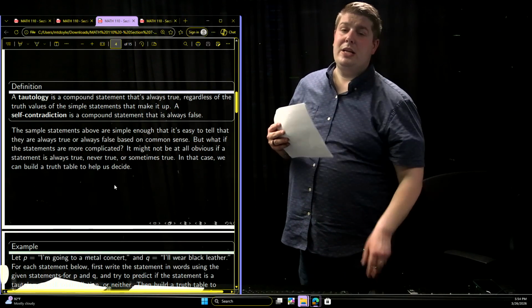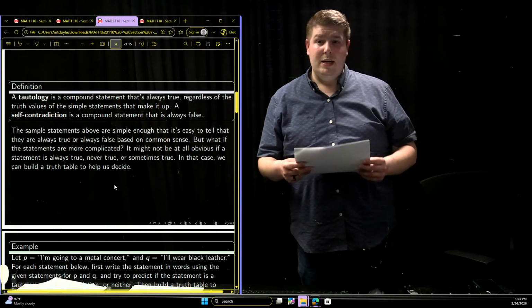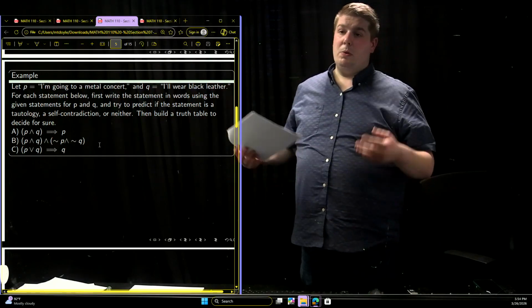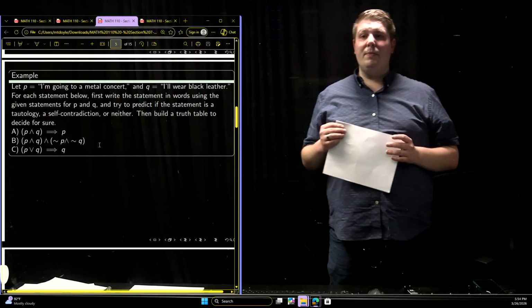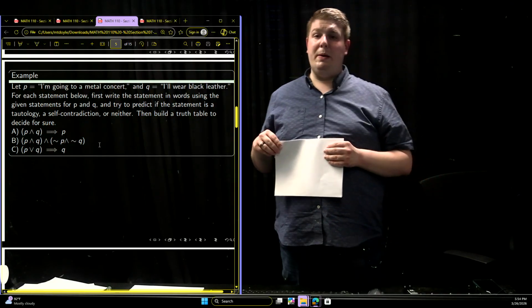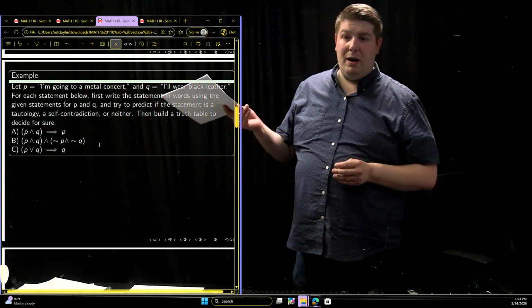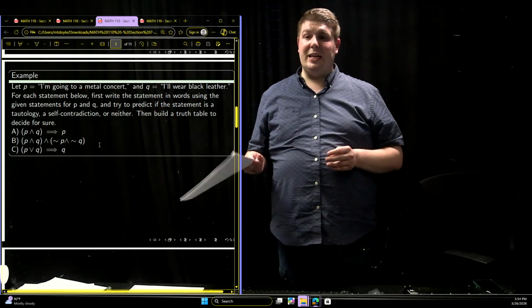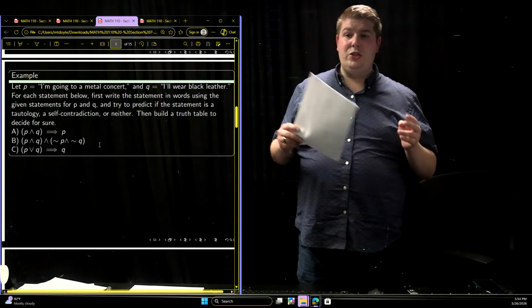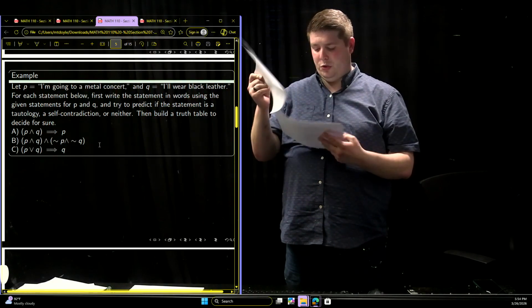Okay? So the statement above was easy to tell, right? But what if it's a more complicated statement or a more complicated argument? That's what we want to do. So we're going to look at these. Let P be, I'm going to a metal concert, and Q be, I wear black leather. For the statements below, write the first statement in words using the given statements for P and Q, try to predict whether it's a tautology or a self-contradiction, and build a truth table to decide for sure.